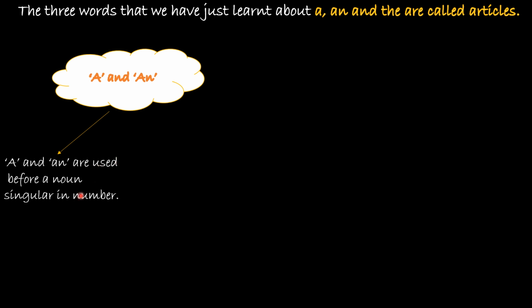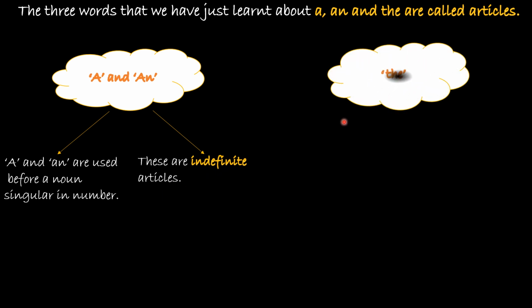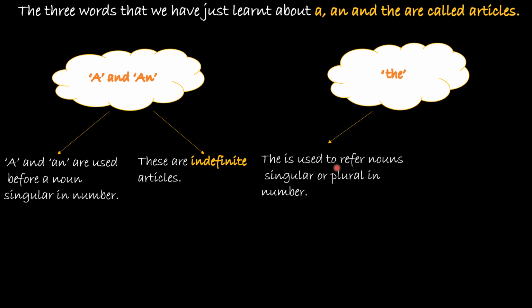So students, the three words that we have just learned about, a, an and the, are called articles. These are also known as adjectives that describe a noun. So now let us learn more about them. A and an are used before a noun singular in number, and these are indefinite articles. The is used to refer to nouns, singular or plural in number. Means we can use this with both singular or plural. The is a definite article.